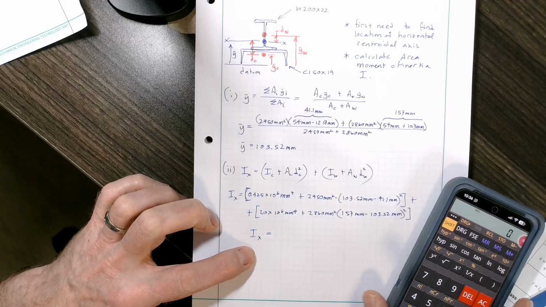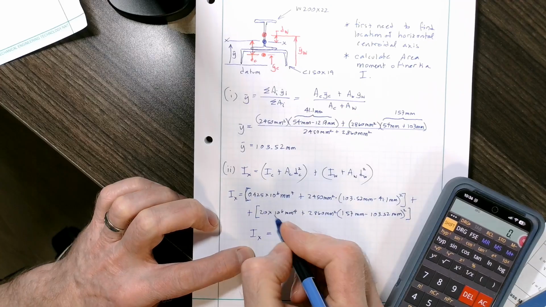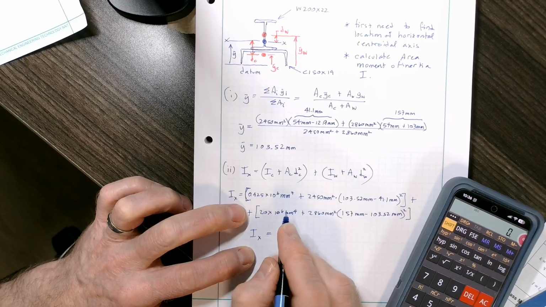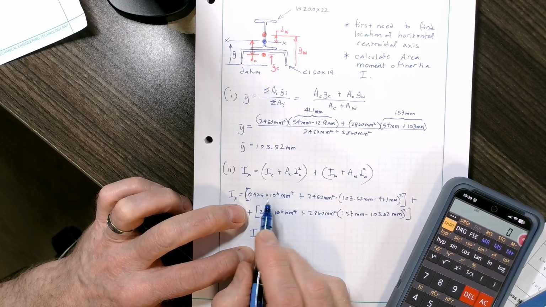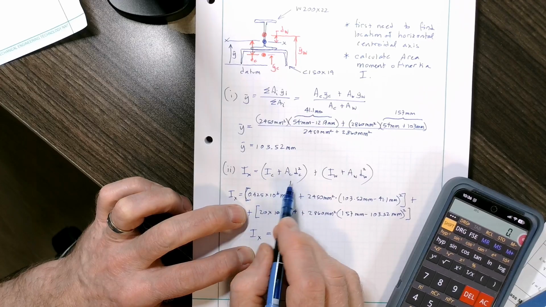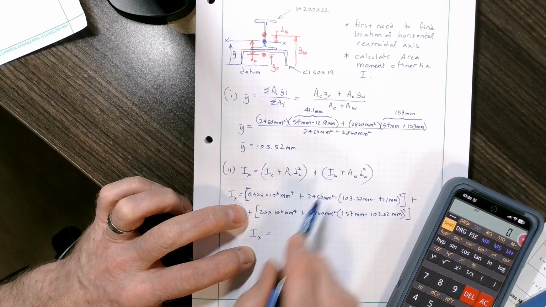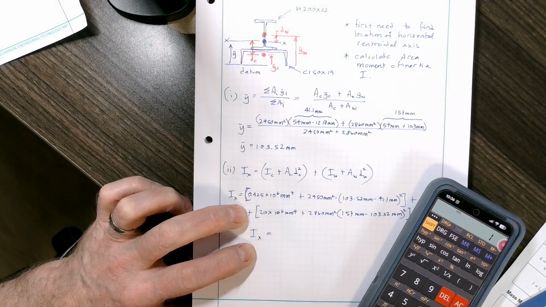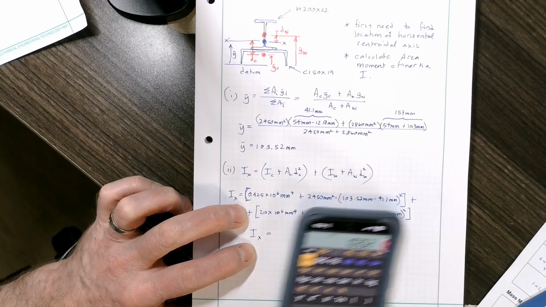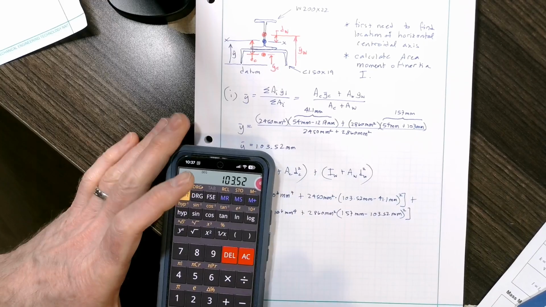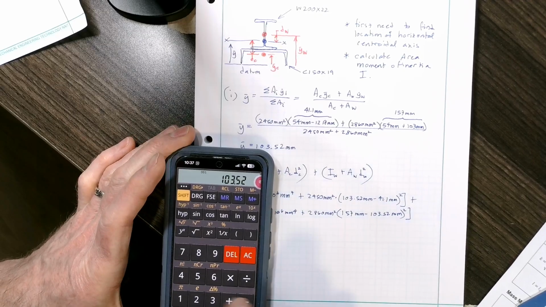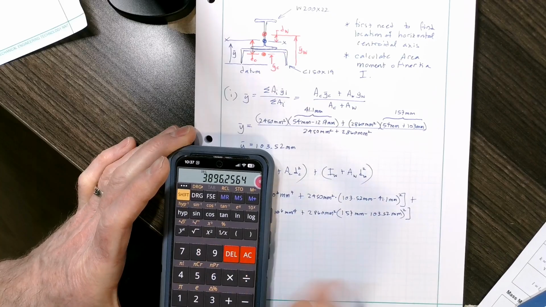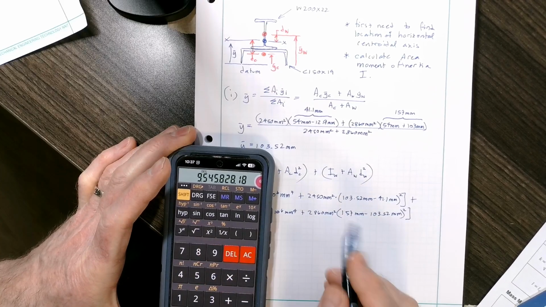I don't normally do that, but in the interest of getting the right answer, I'm going to calculate these first, right? In other words, I'm going to calculate the contribution of the C channel, this one, and then the contribution of the W shape. So I'm going to start in there, 103.52, right? Minus 41.1, and then square it, times 2450 equals, so that's the adder.